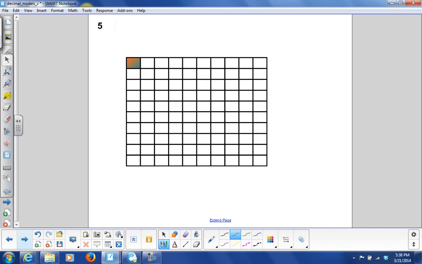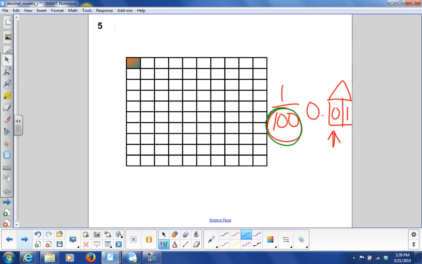Okay, here's 100s. I have 1 shaded in. Okay, putting it in my house. I have 1 hundredth. Okay, so my fraction would look like that. It doesn't go here in this house because I am looking at 100s here. So this 1 is going to go into my hundredths room.